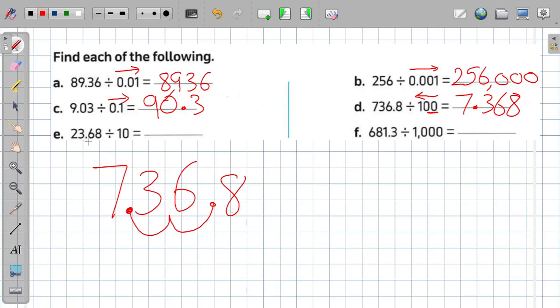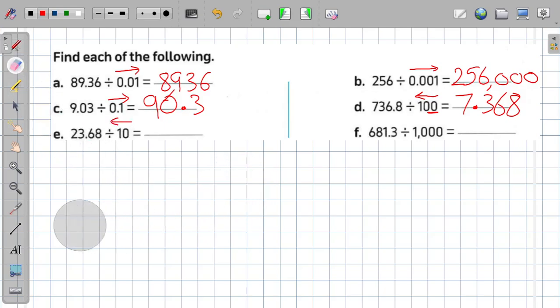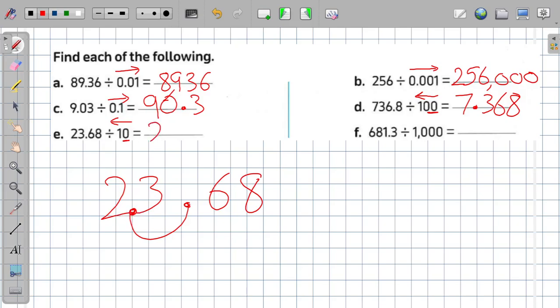Next, I have 23.68 divided by 10. So I will move the decimal point to the left. I have 23.68, and I will move the decimal point 1 place because I have 1 zero, to the left. So the decimal point will be between 2 and 3, and the result will be 2.368.